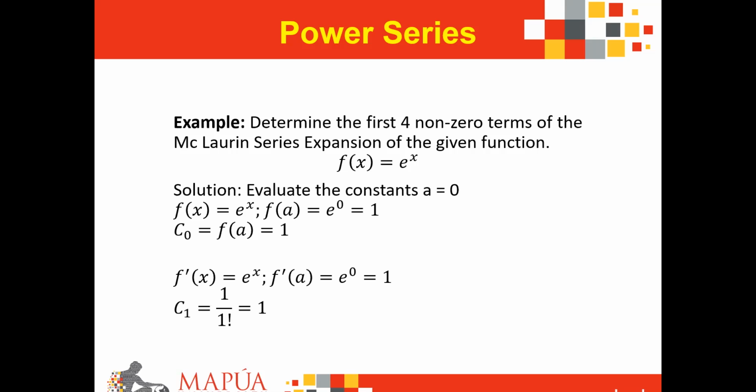Since if we divide 1 with 1 factorial, it's simply equal to 1. The second derivative at x is again e raised to x, which again gives us a second derivative at a e raised to 0, which is again equal to 1. However, your C2 now is equivalent to 1 all over 2 factorial, which is in this case equivalent to 1/2, or 0.5.